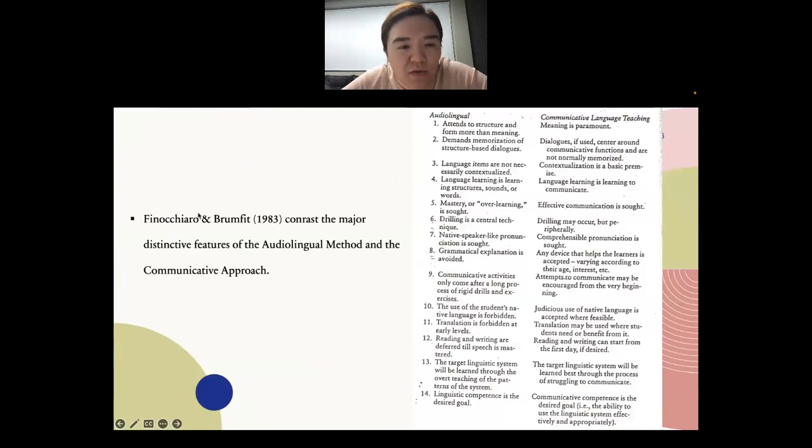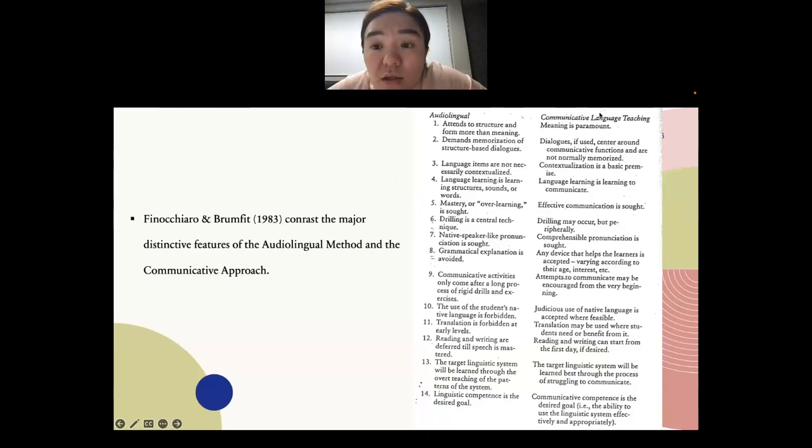Scholars such as Finocchiaro and Brumfit in 1986 contrasted the major distinctive features of the audiolingual method and the communicative approach. Let's have a look. Let's analyze briefly. So, for example, the audiolingual method attends to structure and form more than meaning. It demands memorization of structure-based dialogues. Language items are not necessarily contextualized. Language learning is learning structures, sounds, or words.